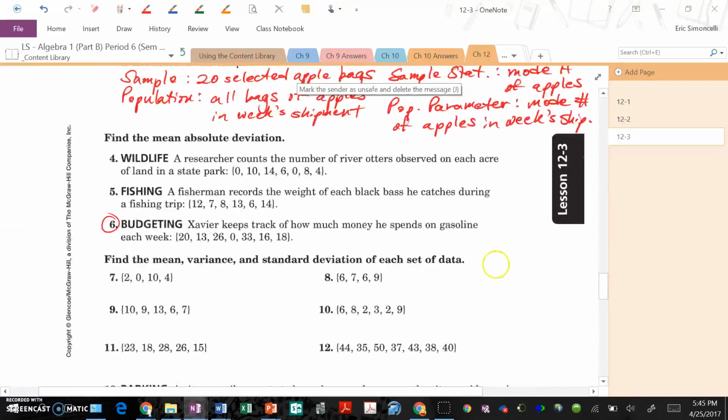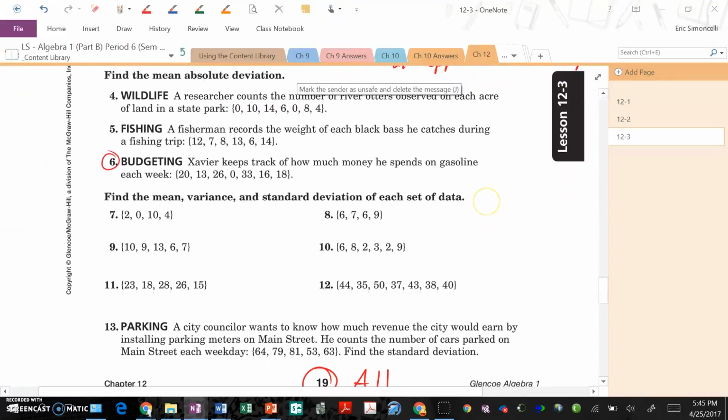So to find the mean, we obviously take our numbers and we add them up. 20, 13, 26, 0, 33, 16, and 18. We'll go ahead and do that. I'll use my handheld graphing calculator here. If I add all of these numbers, 20, 13, 26, 0, 33, 16, 18, that adds up to 126.